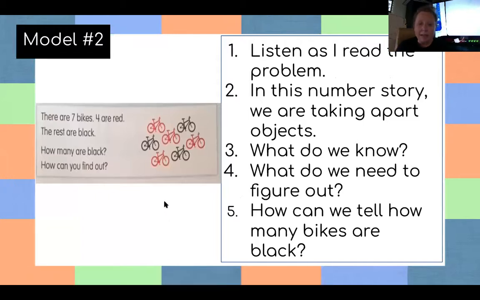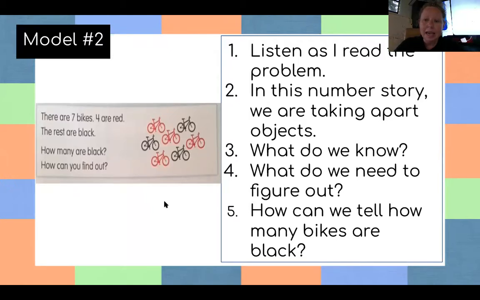Here is another model. I want you to watch me and watch my thinking. Listen as I read the problem. There are 7 bikes. 4 are red. The rest are black. How many are black? How can you find out?